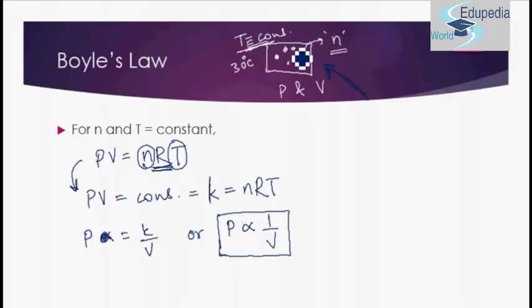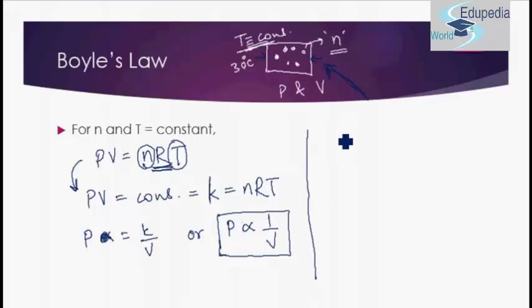Similarly, if you change the pressure, now the walls are movable, and if I decide to push the walls, that is I'm decreasing the volume, then pressure will automatically increase. Or if I increase the pressure, then walls will automatically come close together, that is volume will decrease. Pressure and volume are inversely related. So that is one way of looking at Boyle's law.